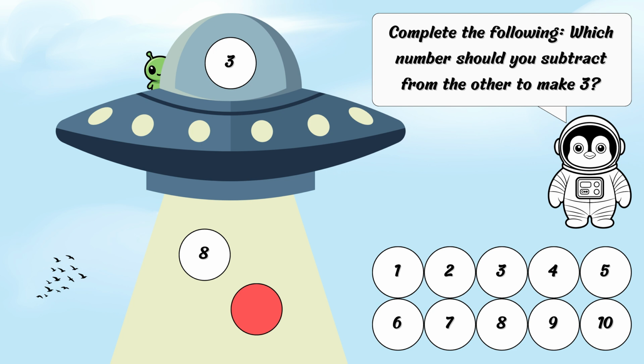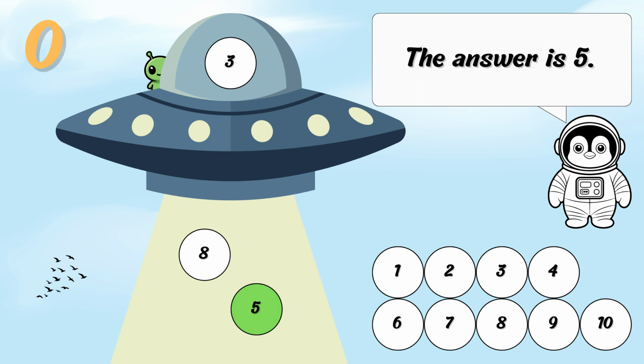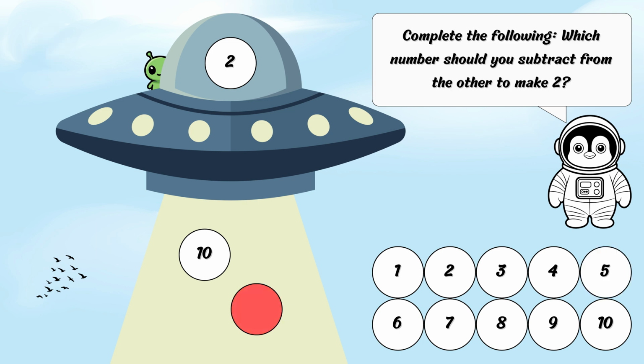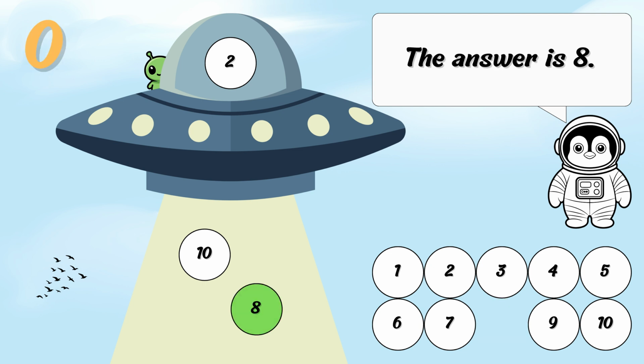Complete the following. Which number should you subtract from the other to make 3? The answer is 5. Complete the following. Which number should you subtract from the other to make 2? The answer is 8.